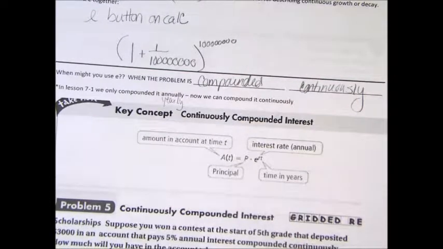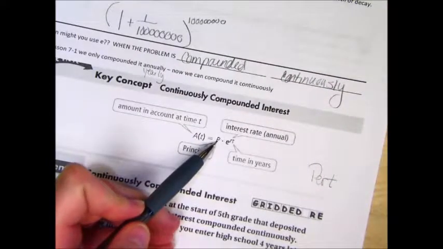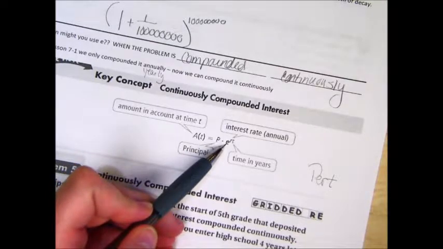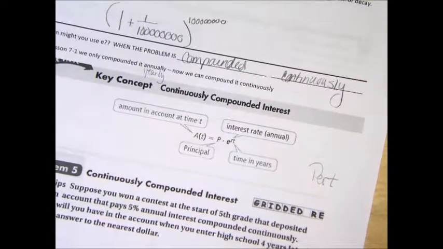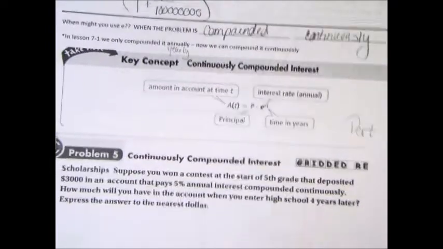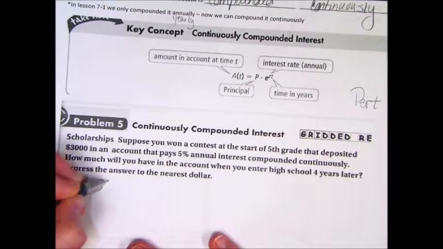This is your formula. My old teacher called it PERT, you know, like the shampoo. She called it the PERT formula. The reason she did that is because it's your principal, P, times your natural base, e, to the rate, r, times time, t. RT. So she called it the PERT formula. That helped me remember it. So let's go to a bank on problem 5, and it's about a scholarship. Suppose you won a contest in 5th grade, and in 5th grade you got $3,000 bucks. We should probably, by the way, label that as P.